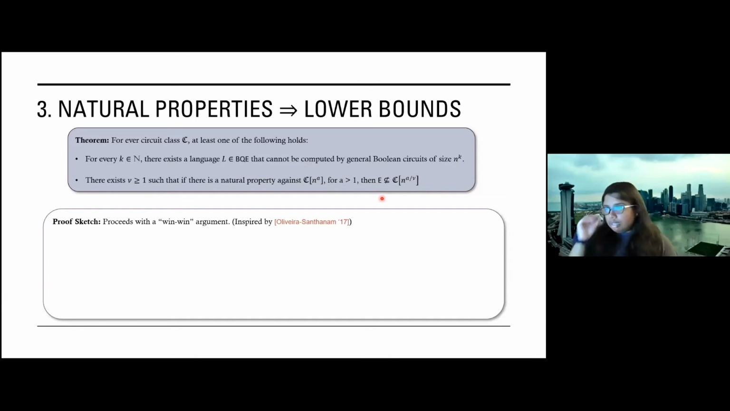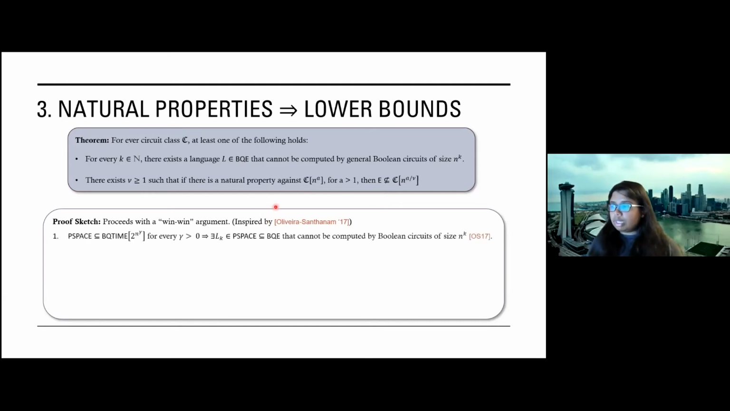So the idea for something like this is inspired by work by Oliveira and Santhanam, where they tried to do this in the classical realm and had lower bounds against BPE, so randomized exponential time. The first of the win-win arguments comes from their work, because essentially, let's assume that PSPACE is easy. So this is the easy case.